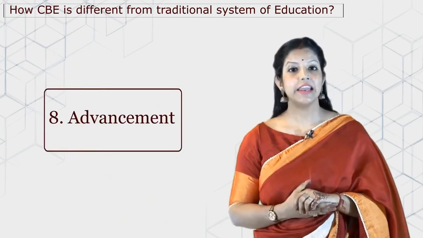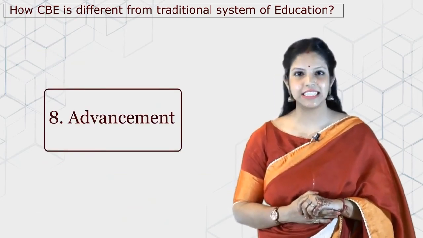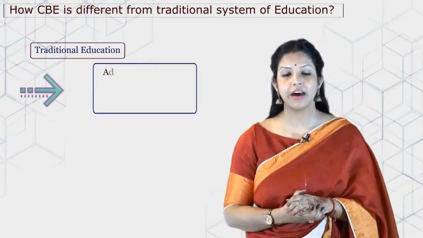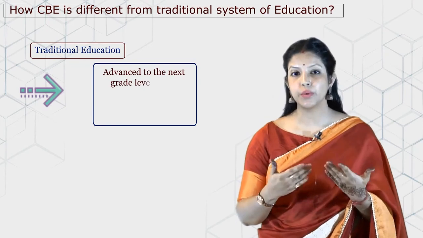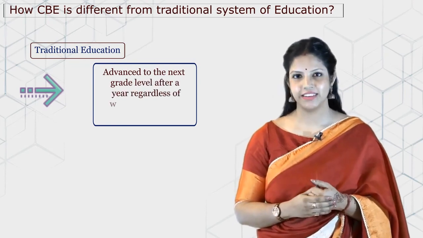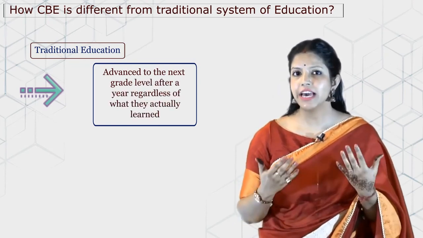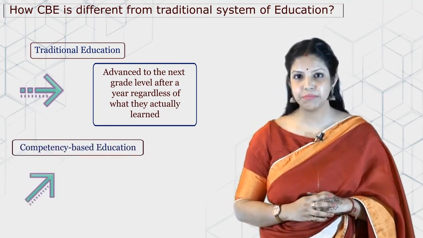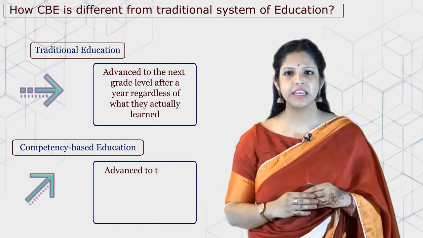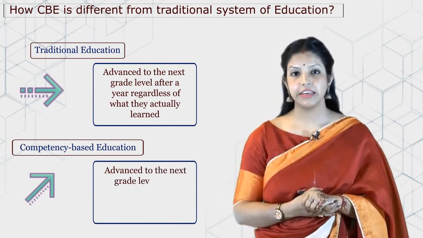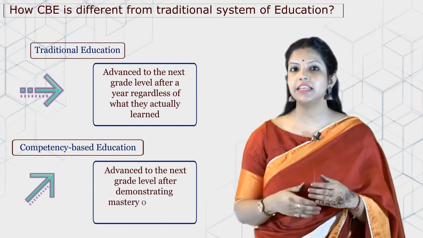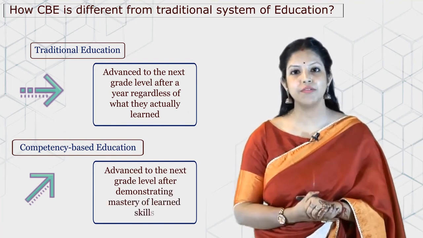Advancement. The last parameter is advancement. In the traditional system, the students are advanced to the next grade level after a year, regardless of what they have actually learned. But in a competency-based system, student advancement is not time-based. It rests on the attainment of learning expectations and demonstrating mastery of learned skills.